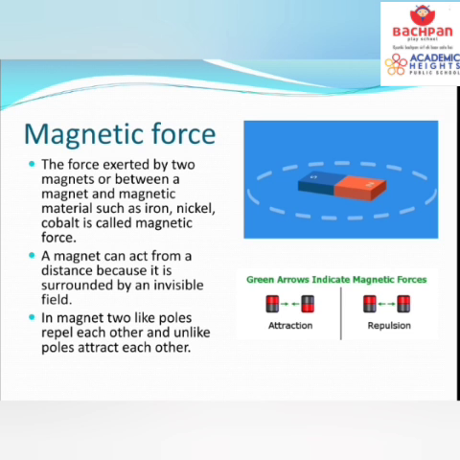Next we come to the magnetic force. It is very common. Now you can see here, this is a magnet and it exerts a magnetic field around it. A magnet has two poles, north pole and south pole. The force exerted by two magnets or between a magnet and a magnetic material such as iron, nickel, cobalt is known as magnetic force. A magnet can attract from a distance because it is surrounded by an invisible field. एक invisible field होती है, magnetic field. And in a magnet, like poles repel each other and unlike poles attract.